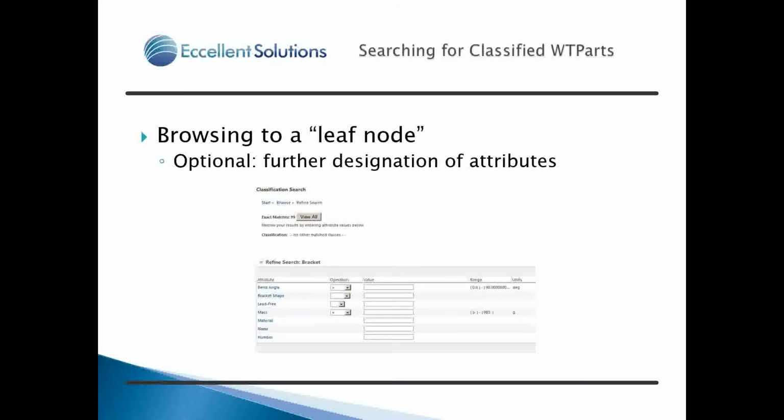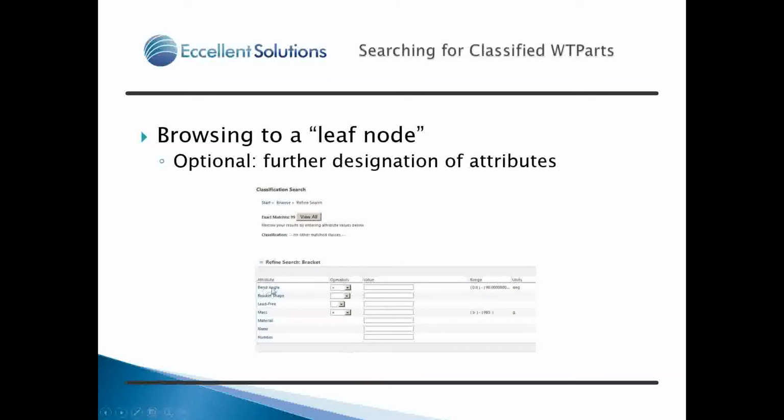Likely the most common way that you would be searching in Windchill is to browse to a leaf node. As we discussed before, a leaf node is a node at which you would more commonly identify your parts and no further designation of a type of part exists, and you would have most of your attributes at this leaf node. So what we see here is we've actually browsed to a node called bracket, and at bracket there are these attributes listed here. And depending on the type of attribute that exists, you'll see that there are different operators you may or may not be able to apply.